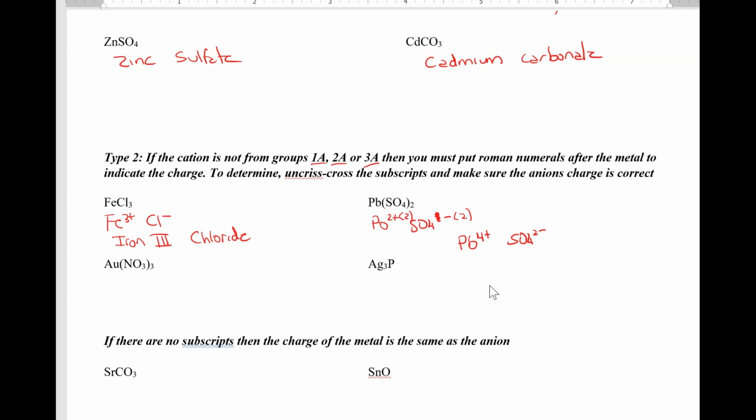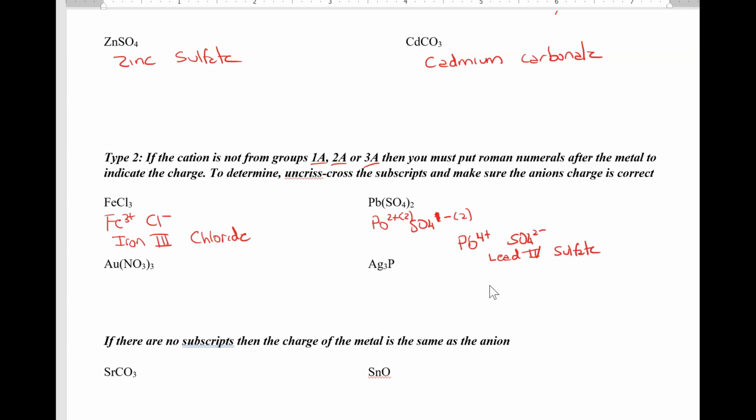So ordinarily, at first sight, you would say, oh, this is lead 2 sulfate. That's the wrong answer. The correct answer is lead 4 sulfate. And that's because of the Roman numeral 4, because the charge is 4, right?